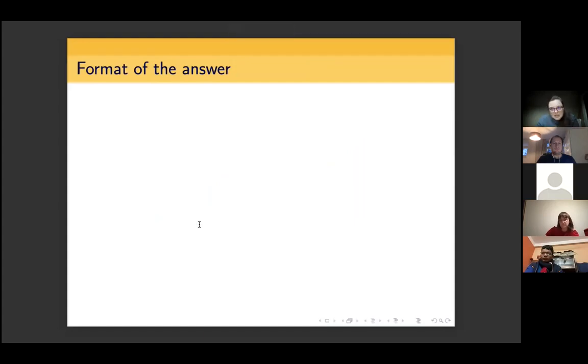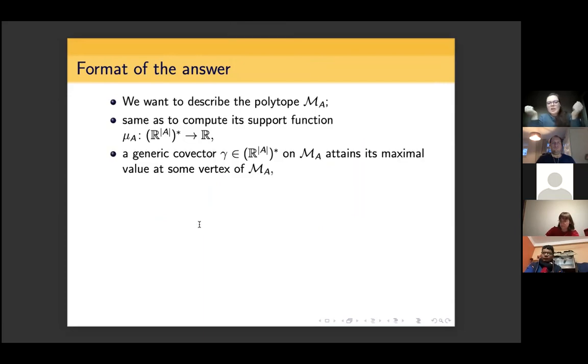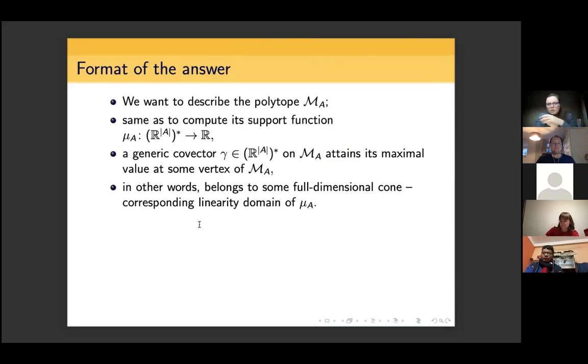And now, as you can guess, the format of the answer in the story that I've been studying would be the following. We want to compute the Newton polytope of the Morse discriminant now. And again, it's the same thing as computing its support function. And again, a generic covector would attain a maximal value at a vertex, or otherwise belong to some full-dimensional cone of the support function. This we all know. And again, the question would be how to know for every covector in which linearity domain it lands and how to find the corresponding coefficients.